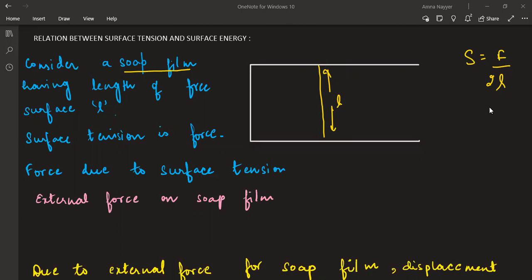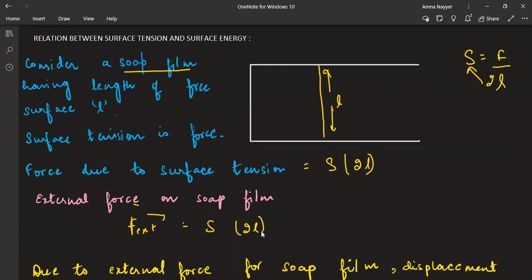Like surface tension was force per unit length, here it will be force by 2L. So force will be surface tension into 2L. Why 2L? Because here we are talking about the soap film. That's why 2L. All right, so this is the external force on the soap film. The external force that we have to find out will be S into 2L.